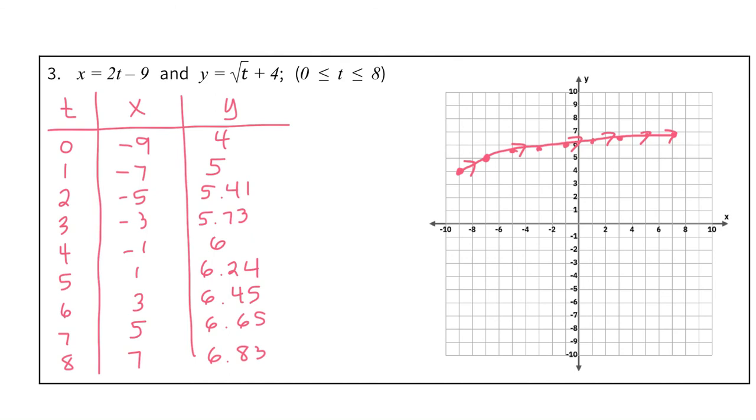All right, and that's it for graphing parametric curves. Tomorrow we will go over how to convert a parametric equation. So instead of having 2 separate equations to graph, how do we combine them and make it just one?